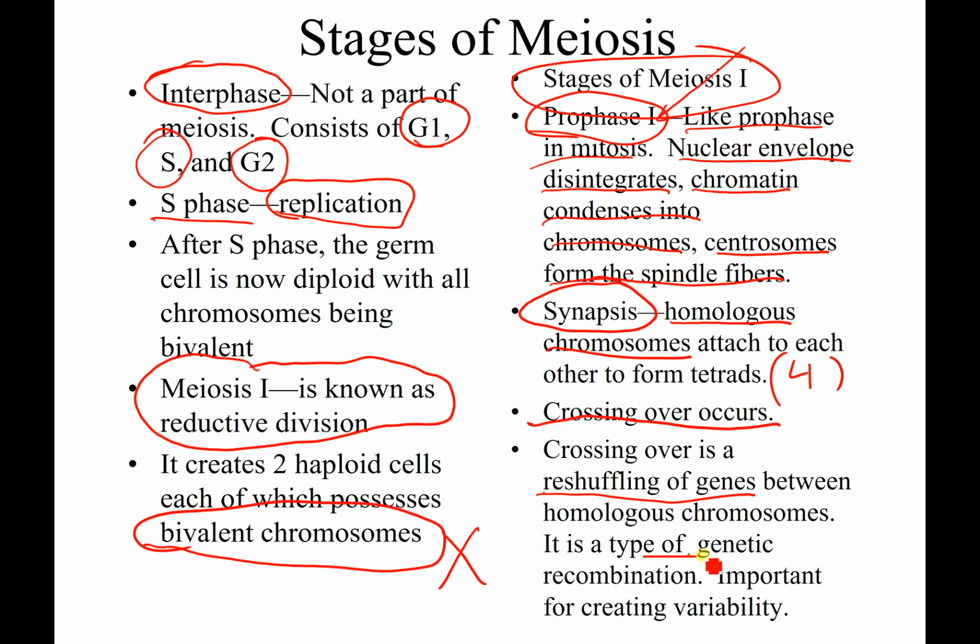It's a way to reshuffle genes. We might think of it as a type of genetic recombination, and it allows a parent to pass chromosomes to the child that parent doesn't actually have themselves. So it's a hugely important way of creating genetic variation.